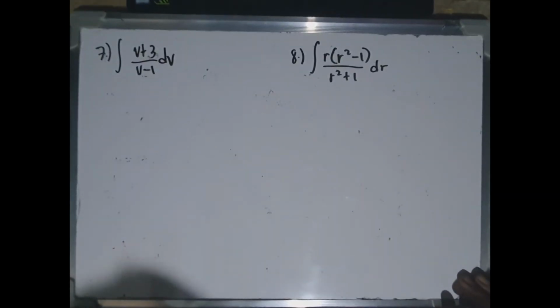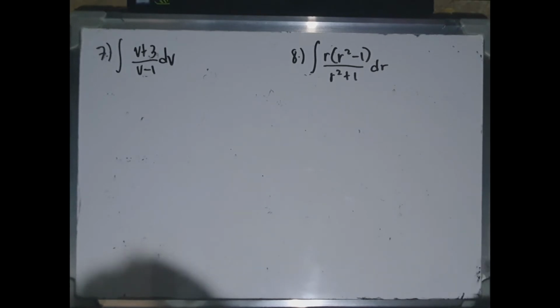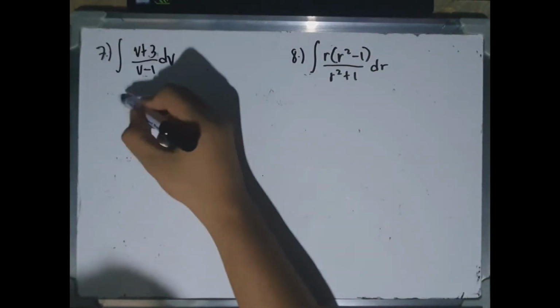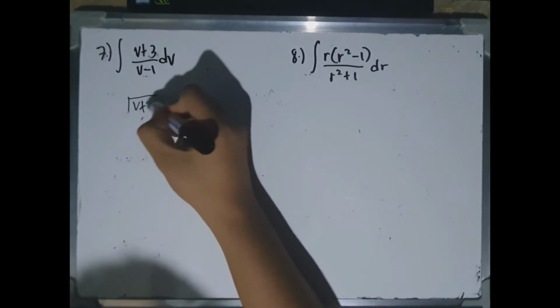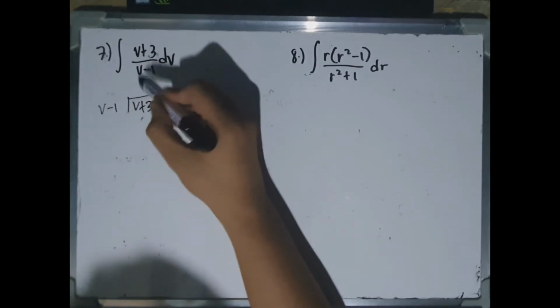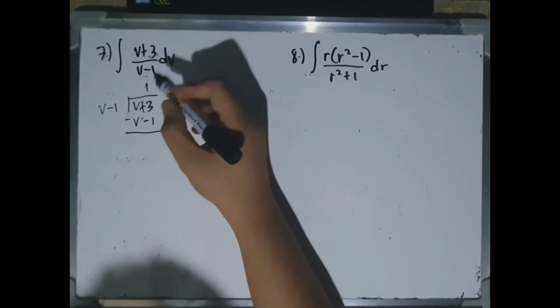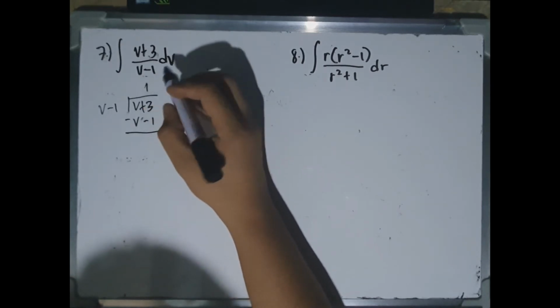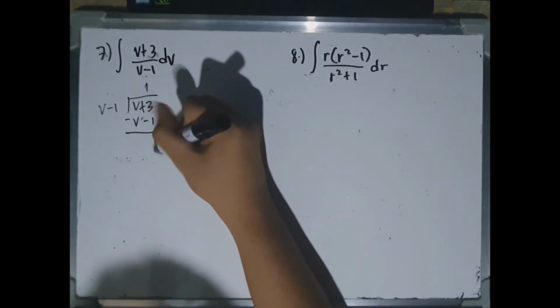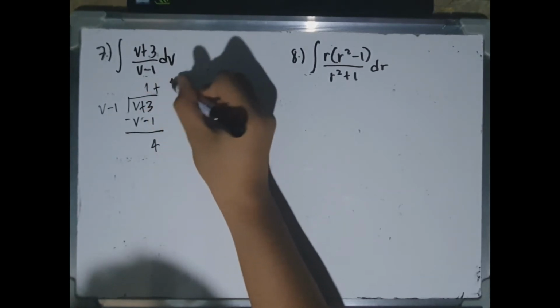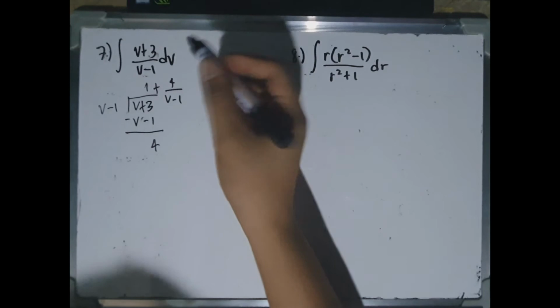We have the integral of v plus 3 over v minus 1 dv. There are many ways in how we are going to solve number 7. Let's start with the first one. Okay, notice we could simplify this fraction. If we're going to divide v plus 3 with v minus 1, we'll be needing 1 times v minus 1. Subtracting this one, we have a remainder of 4. So plus 4 over v minus 1.